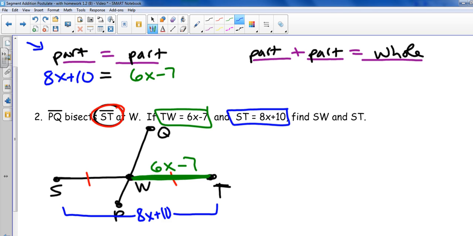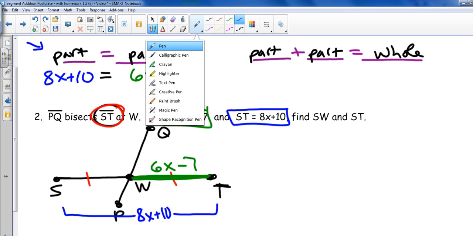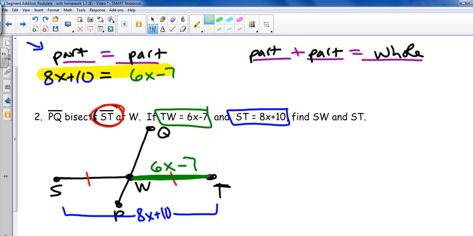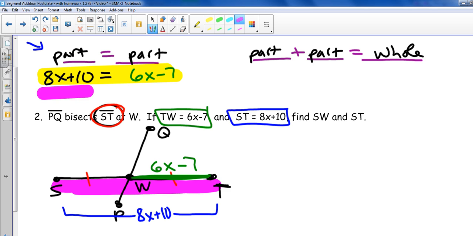What I'm saying in this equation is that the length 8x plus 10, which is what I have on the left-hand side, is equal to the length 6x minus 7, what I have on the right-hand side. Visually, does that make sense? That the whole thing is equal to one part of it? Absolutely not. Makes no sense at all. Which is why I say it has to be part equals part.